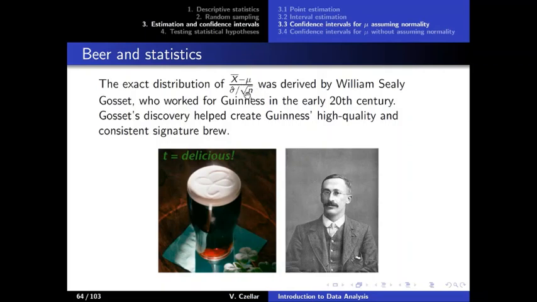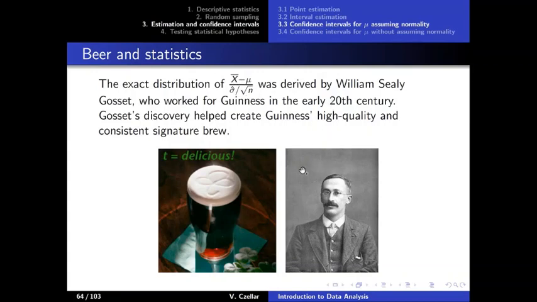The exact distribution has been derived by William Sealy Gosset. We see him here, and he actually worked in the quality control department of Guinness more than 100 years ago. And well, go figure, he only had access to small samples when working for Guinness, and he had to test the quality of the Guinness beers. And in small samples, he noticed that using the standard normal distribution for this random variable is not very accurate.